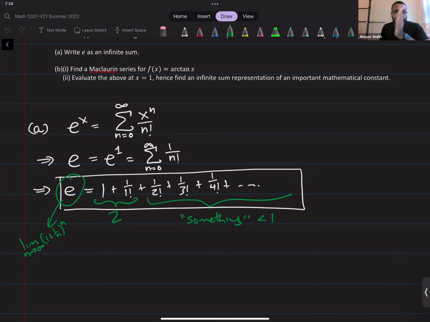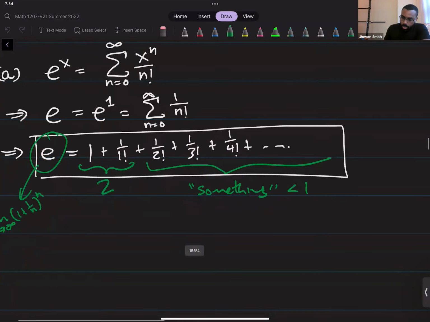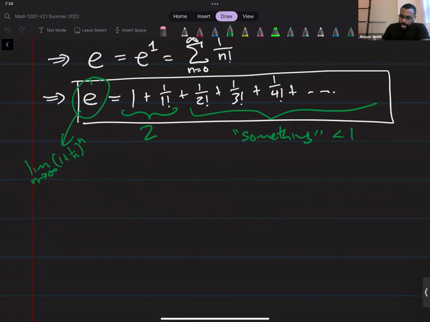Like here, I could eyeball the right side and know roughly what e is, whereas I can't do that with the left side. If you tell me the definition of e as a limit, I'm not going to eyeball that and know, oh, that's going to be 2 plus something. So there's that.